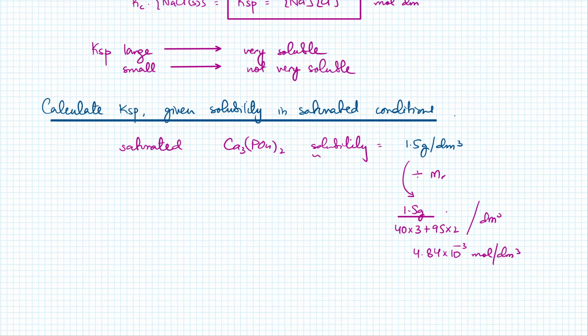The solubility was given to me. Now I need to find Ksp. To find Ksp, I first need to write the expression, which is calcium phosphate dissolving. The solid is dissolving, so it's going to be under a saturated solution. It's going to be a reversible reaction. It's going to produce 3 calcium ions, and it will produce 2 phosphate ions, aqueous.